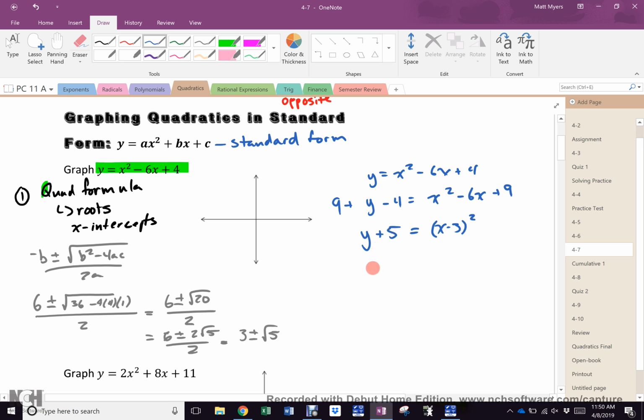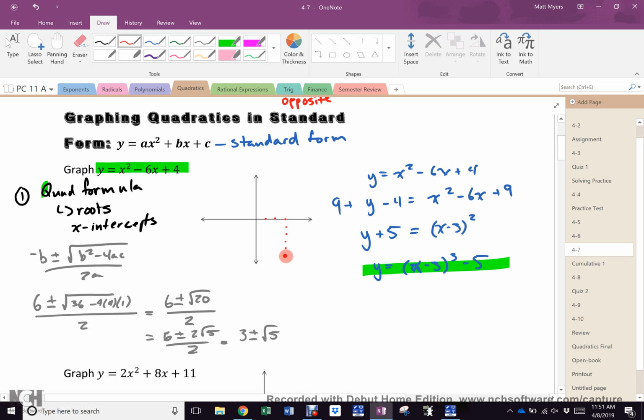What should I do with that 5? Move it. y equals (x minus 3) squared minus 5. Does that look like something I can now graph super easily? How would I graph the highlighted green one? Where would I go? The vertex is 1, 2, 3, 1, 2, 3, 4, 5.